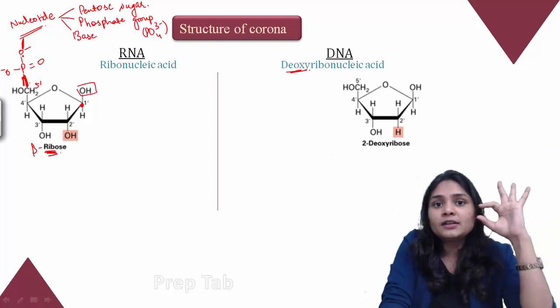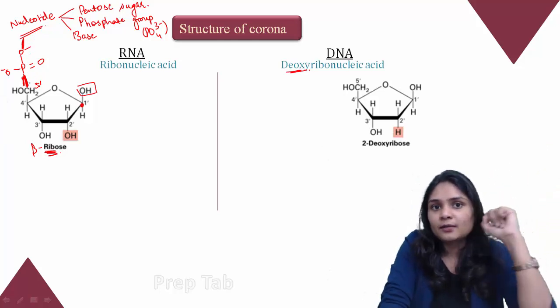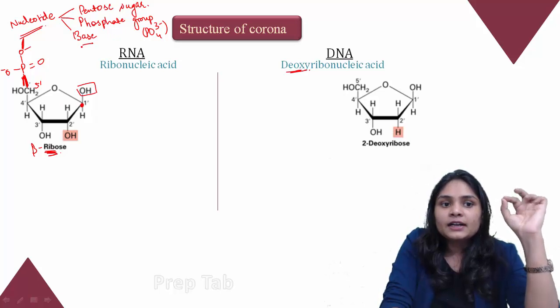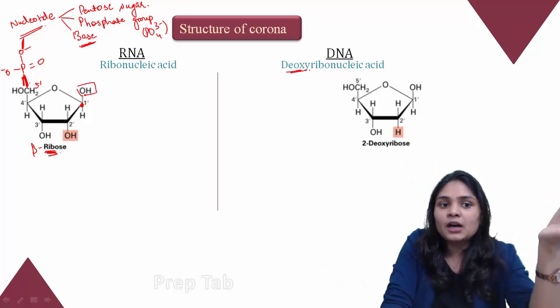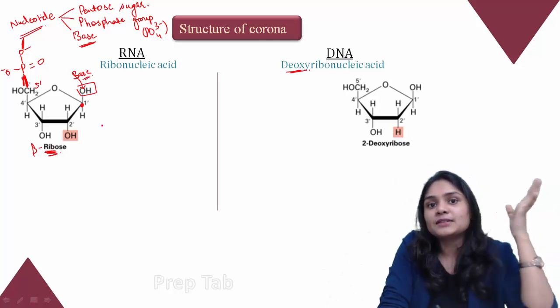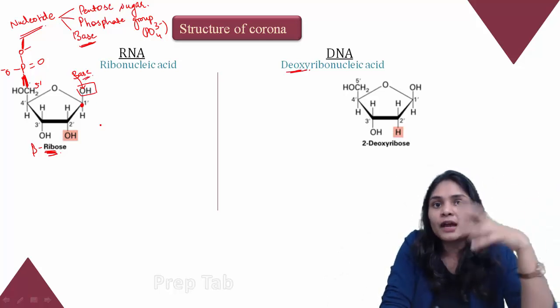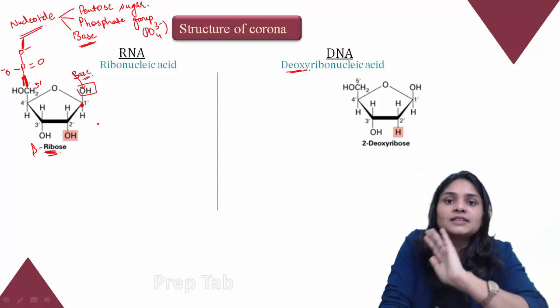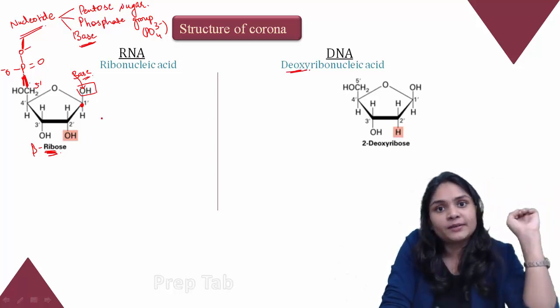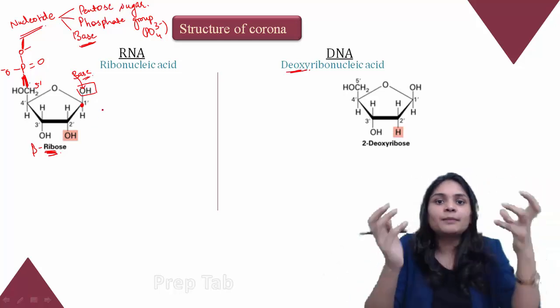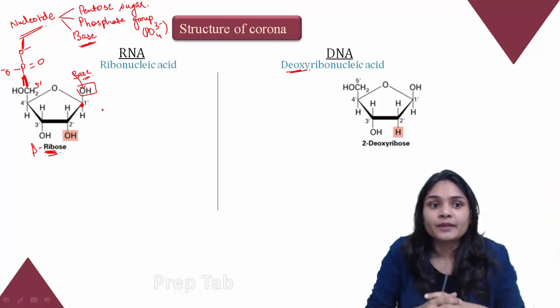The link क्या है? The bridge is phosphate. ठीक है? Third is the base. The base will come at this position. This position will be occupied by the base. मतलब ये OH will be removed and you will see a base at this position in the nucleotide. ठीक है? So this is the basic structure of your nucleotide.